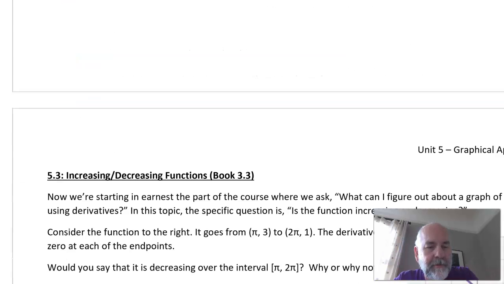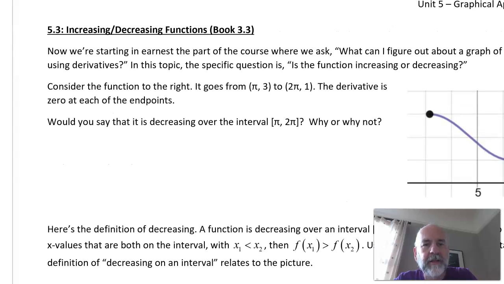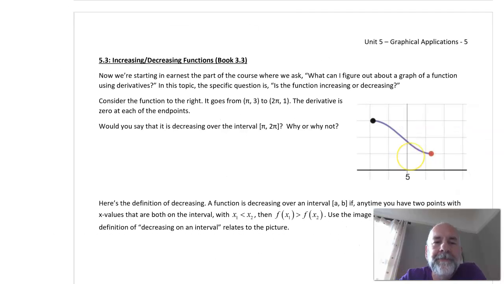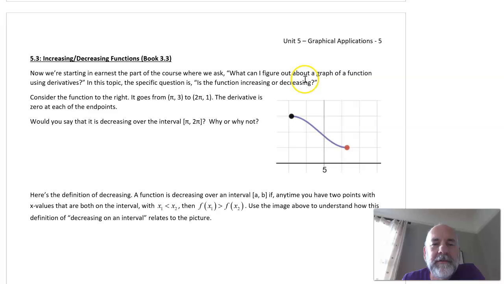All right. So now we're going to talk a little bit about increasing and decreasing functions. So where are we at? 10 minutes. Okay, we're doing pretty good. So now we're going to talk about what I can figure out about the graph of a function using derivatives, and in this one is the function increasing or decreasing?